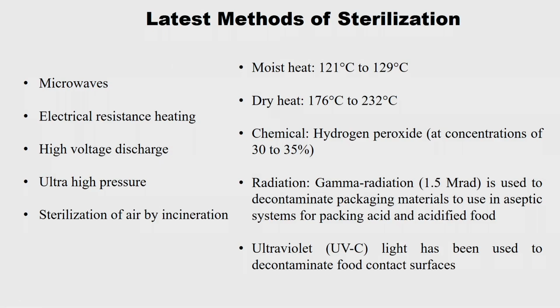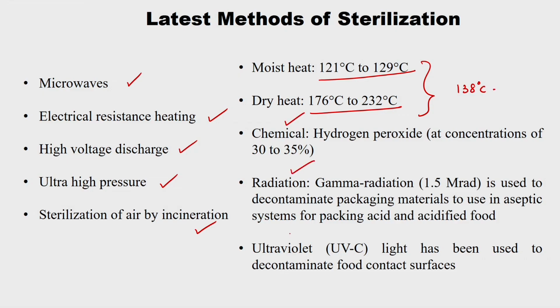So the latest methods of sterilization include either one of the heating media. Anyway, we have one lecture on all these: either by microwave or electrical resistance heating, or high voltage discharge, or ultra high pressure, or sterilization of air by incineration. So these are all other methods, and the moist heat is 121 to 129, and if you are using dry heat, the sterilization is 176 to 232. So ultra high temperature or aseptic process goes around 138 degrees centigrade, and sometimes chemical, radiation and ultraviolet rays are also used as a sterilizing media.